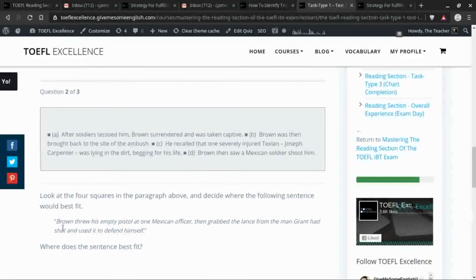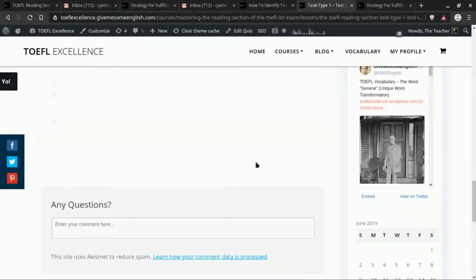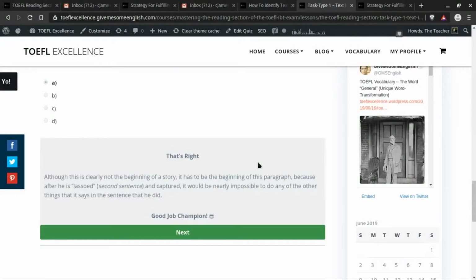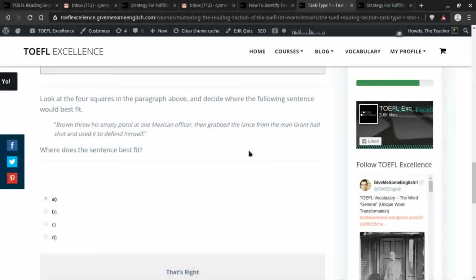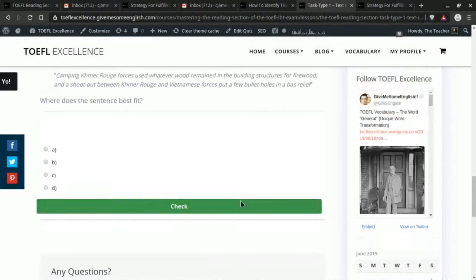Like I said, they didn't mention the person's first name, but this portion of the reading passage is not the beginning of the story. So check that one. And sure enough, as it says here, after the person is lassoed and captured, he's not going to be fighting back. So on to the next one.